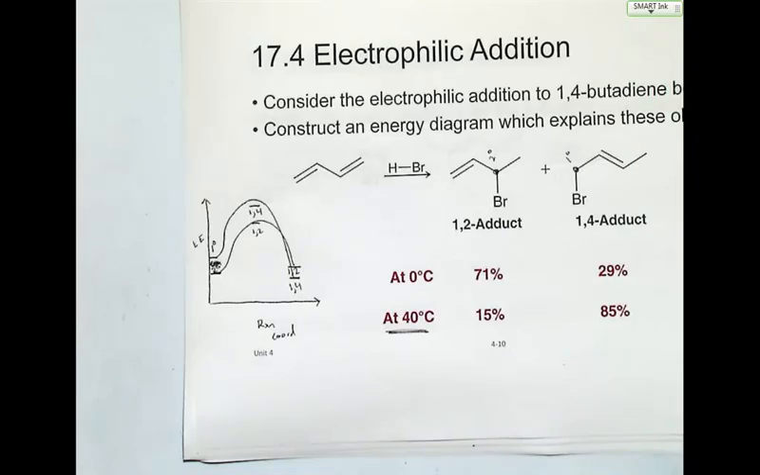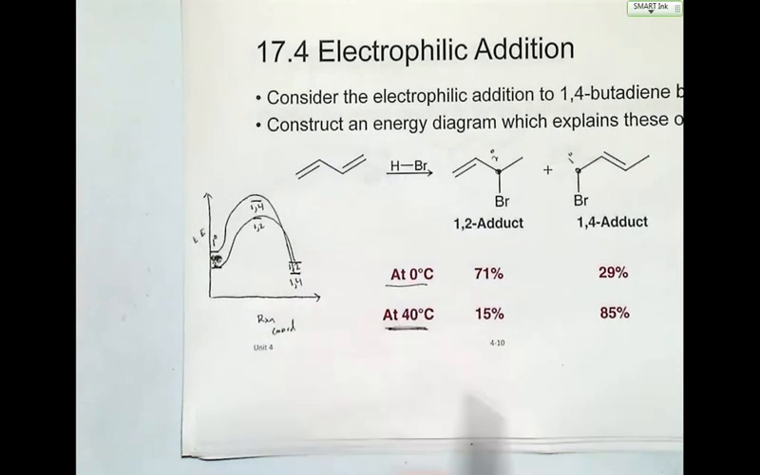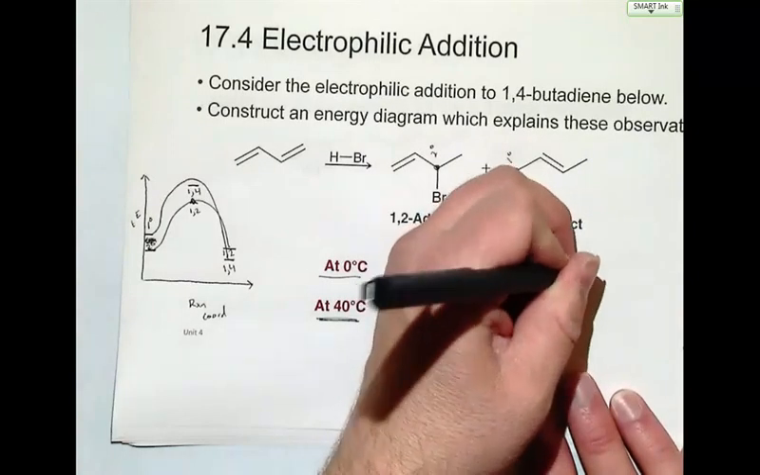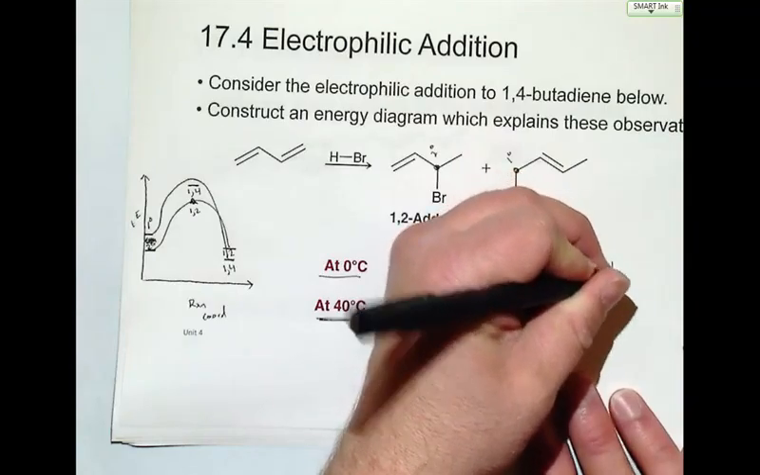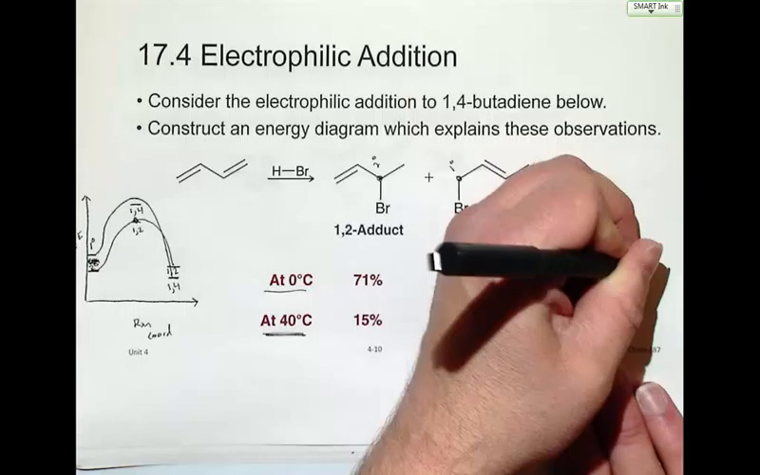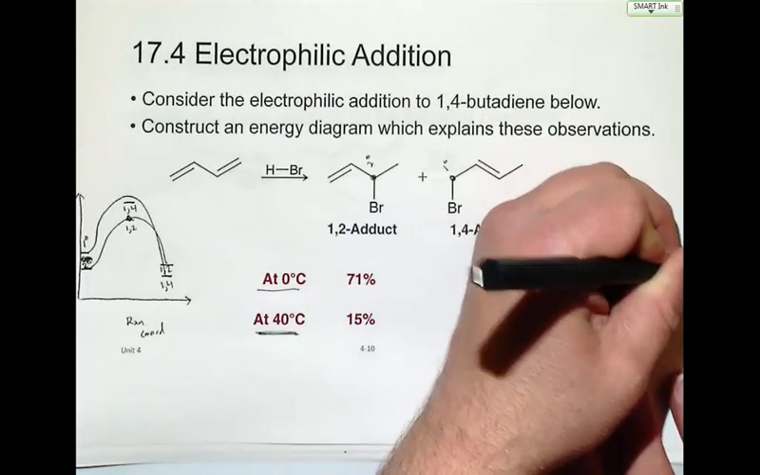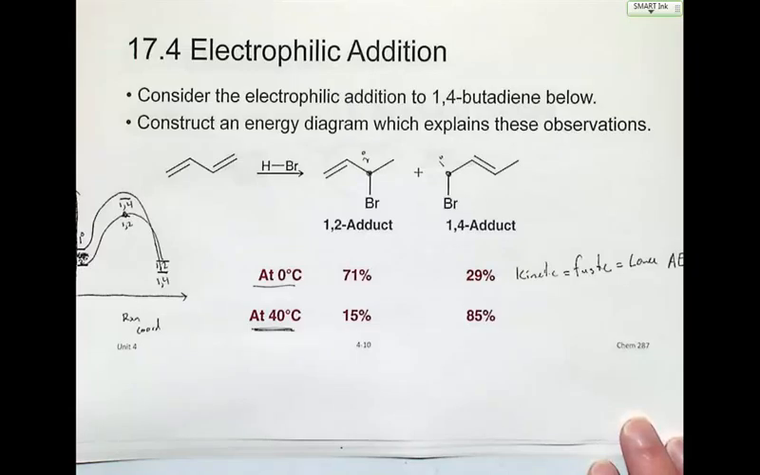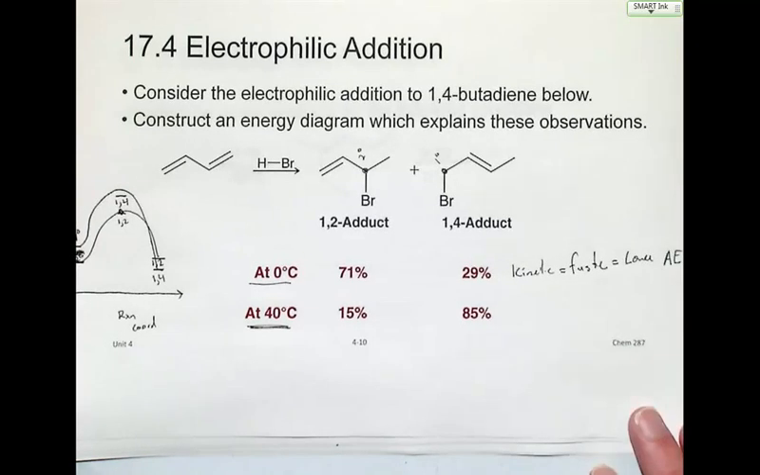Which one is kinetic control, the cold one or the hot one? So kinetic is always the one that's faster to get to. Kinetic equals faster, equals lower activation energy, right? That's the kinetic product. You think kinetics is fast, right? It's something to do with motion.